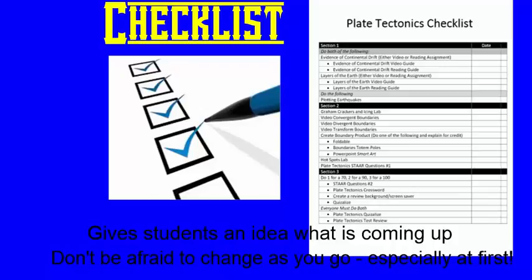After several iterations, I tried a number of different things. Some worked, some not so well. I eventually settled on a checklist. The students liked that they were able to put the due dates in and check them off when they're done.